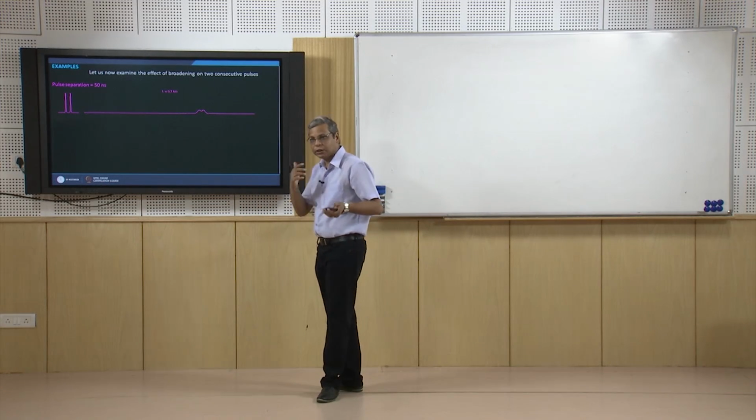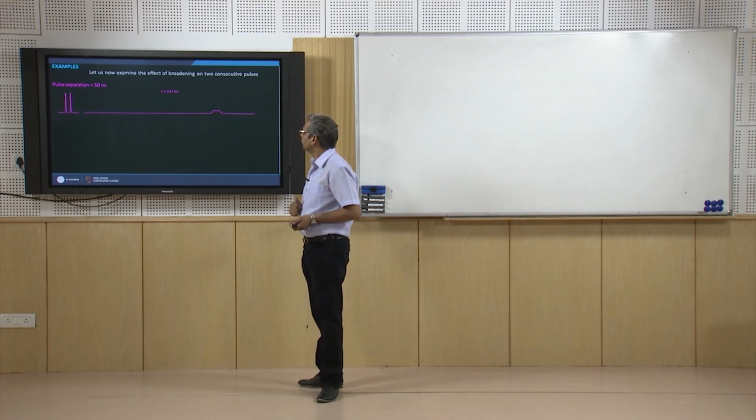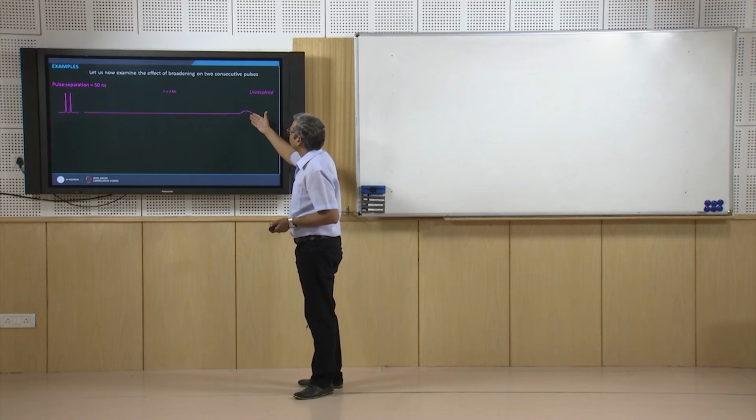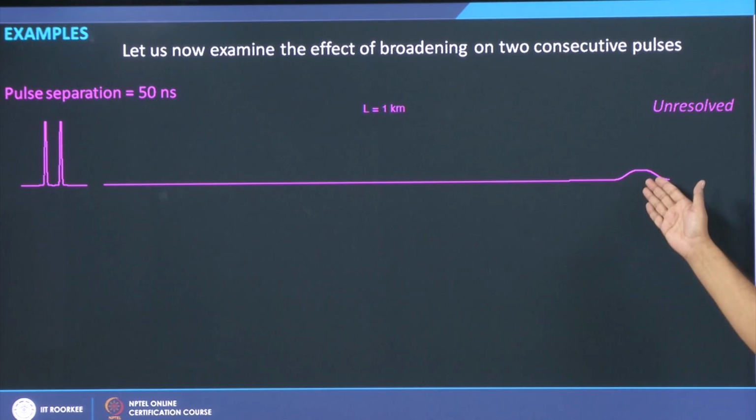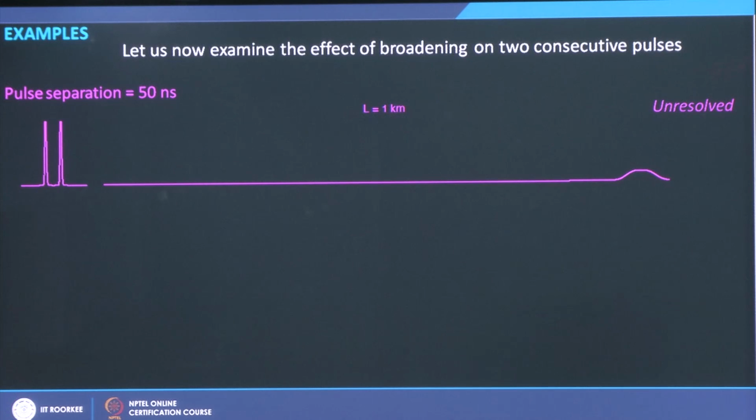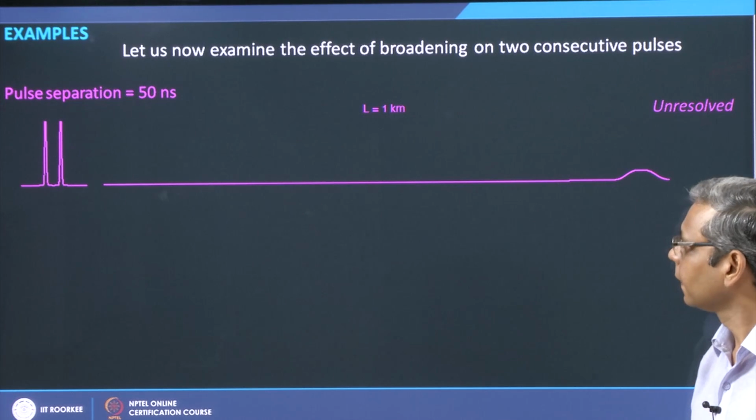You cannot distinguish between the two pulses, and here at 1 kilometer length you cannot say that there were two pulses initially. Okay. So they are unresolved, you cannot resolve these pulses.